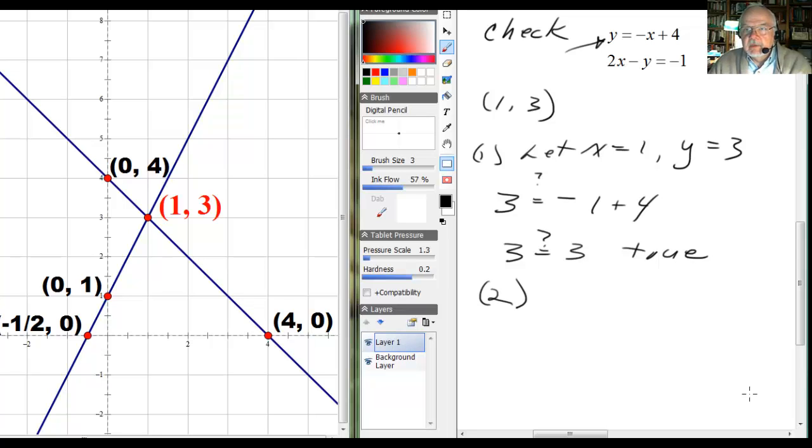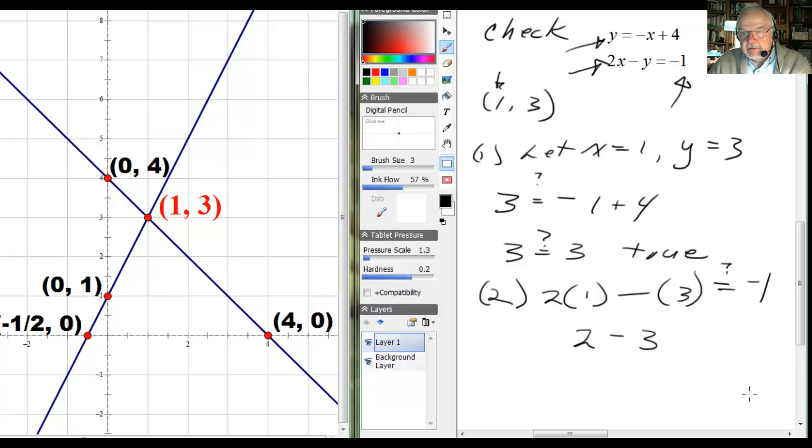Let's check the second equation. That's this guy here. And so now we're going to have 2 times 1 minus, what's y? y is 3. And the question is, does that equal minus 1? 2 times 1 is just 2, minus 3. Well, that equals minus 1, which equals minus 1. This is true. So the ordered pair (1, 3) is a solution.